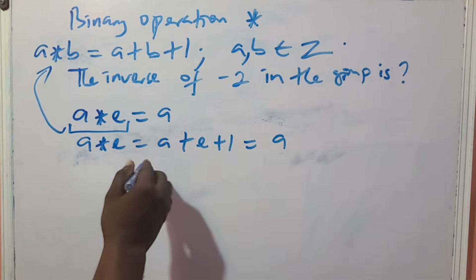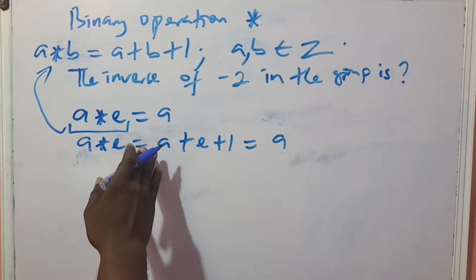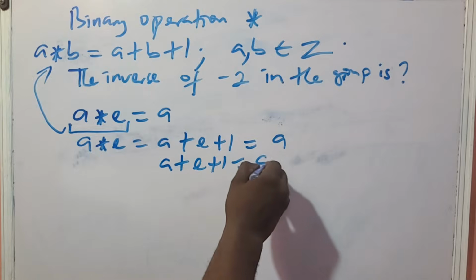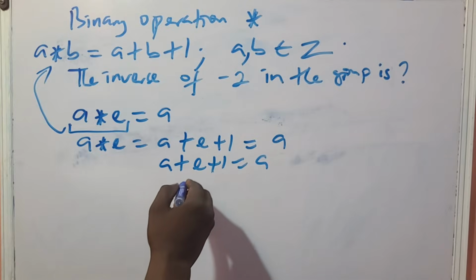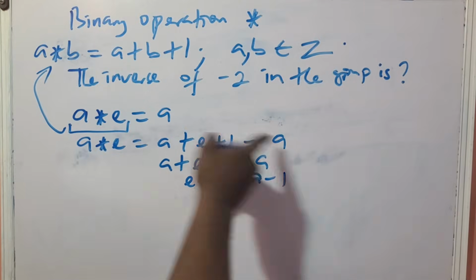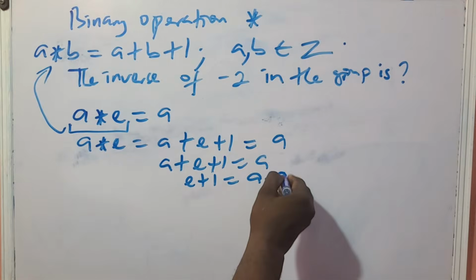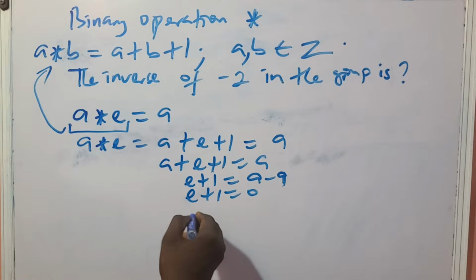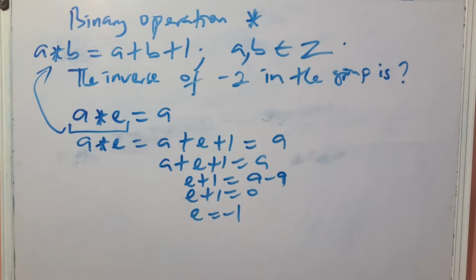Now I know that A plus E plus 1 equals A. That means E plus 1 equals A minus A, taking A to the other side. That means E plus 1 equals 0, so E equals minus 1. Right? So the identity element E equals minus 1.